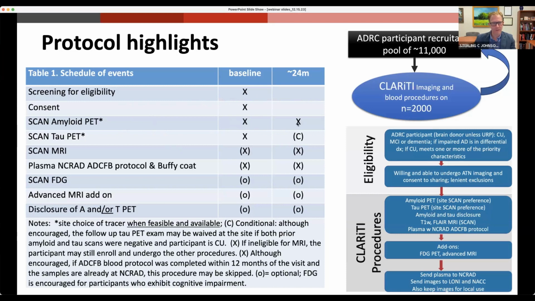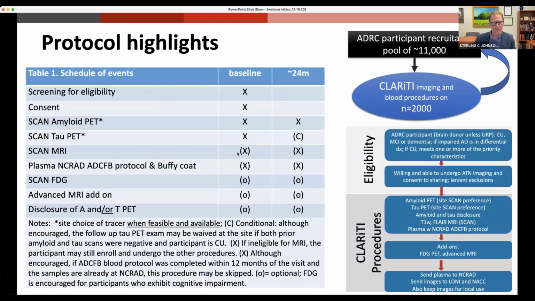For those of you who are on a 3-year schedule for PET, that's going to be allowable, but the default would be 24 months. Tau PET at baseline, and then conditionally at follow-up, and conditionally means if they're normal, cognitively unimpaired, and their prior amyloid scan and their tau scan were both quite negative, there's no need to redo their tau scan.